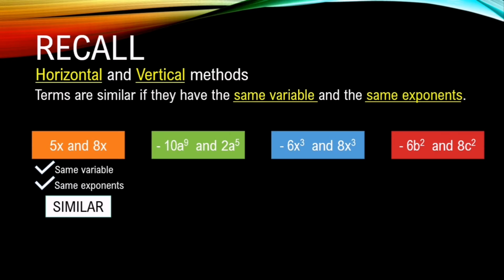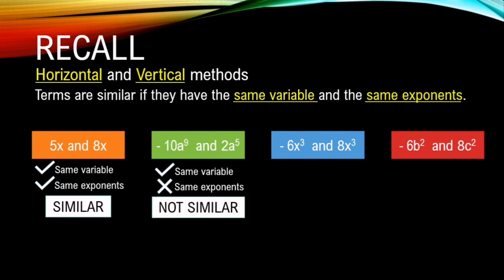Given negative 10a to the power of 9 and 2a to the power of 5, first question, do we have the same variables in each term? Yes, we have the same variable. Another question, are their exponents the same? No, it's not. So therefore, negative 10a to the power of 9 and 2a to the power of 5 are not similar terms. Let's move on.